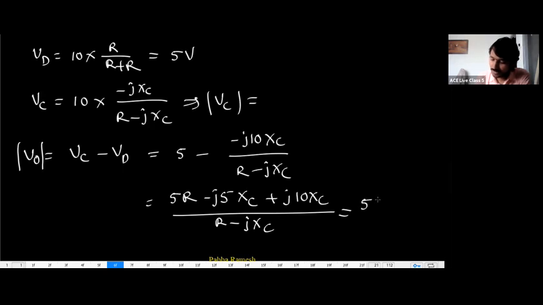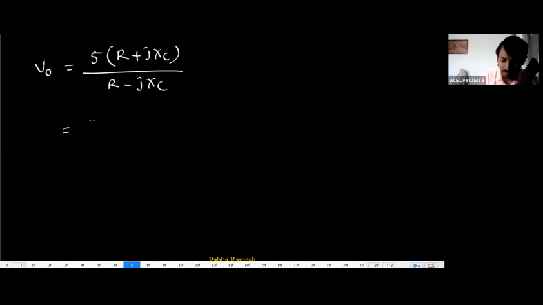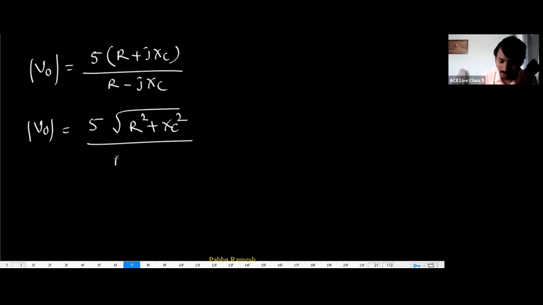So therefore 5R, what is the value? j5 plus j5Xc by R minus jXc. So I'm taking 5 outside. What can we write now? 5 into R plus jXc by R minus jXc. This is equal to V naught, right? So 5. Now I'm writing V naught magnitude. What is the magnitude of this one? Root of R square plus Xc square. Here also the magnitude is the square root of R square plus Xc square.